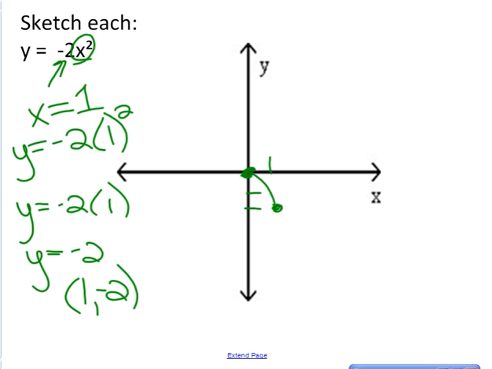And I said that the parabola has to open down. Since the parabola has to open down, and if you recall again about parabolas, they have to be symmetric, what that means is that if I have a point over here, I have to have a corresponding point on the other side over here. So here is my parabola.